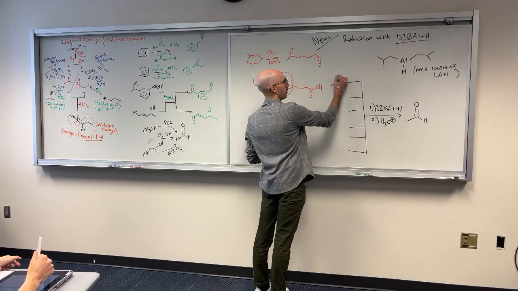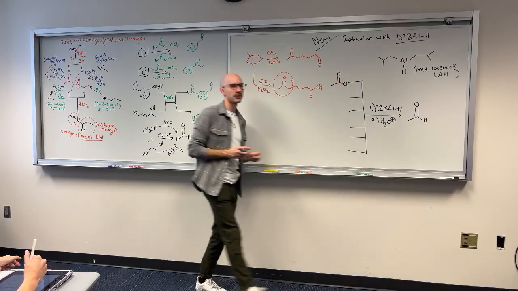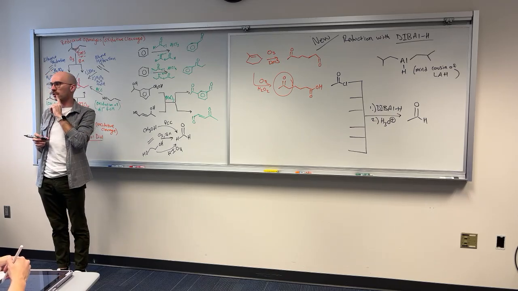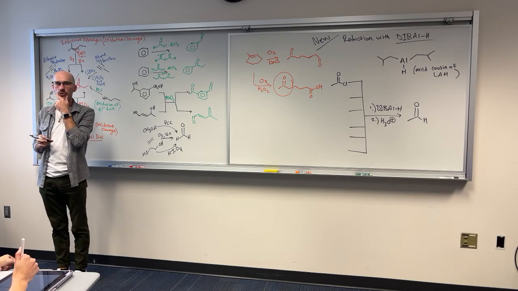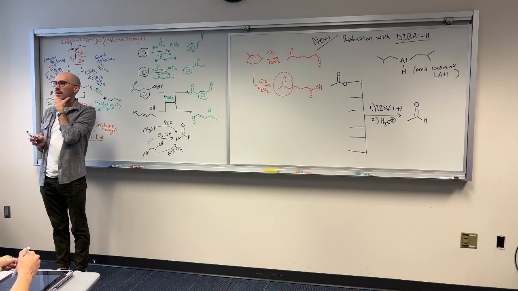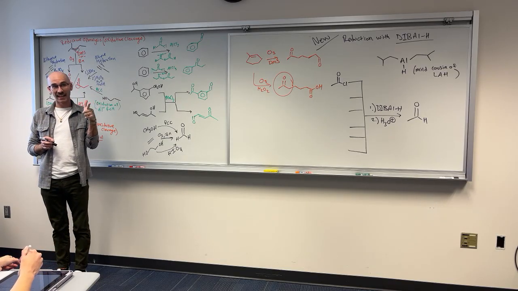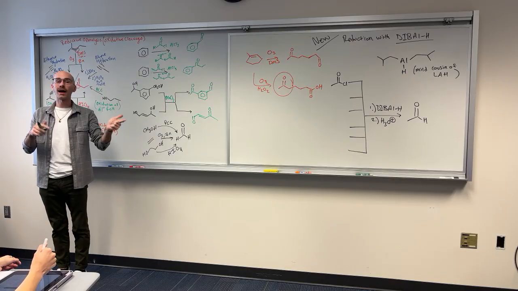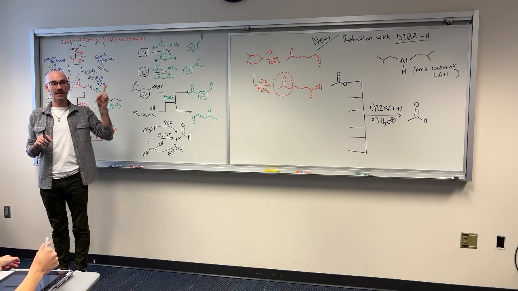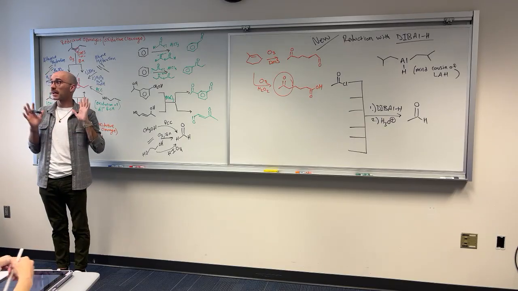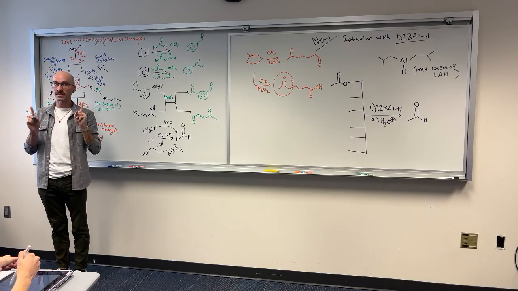I can use DIBAL to reduce an acid chloride. Do you remember what acid chlorides got reduced to last time? Acid chlorides are reduced with NaBH4 and LAH to alcohols, primary alcohols. This is a partial reduction. I substitute chlorine for hydrogen, but I keep the carbonyl. That's the key piece here.